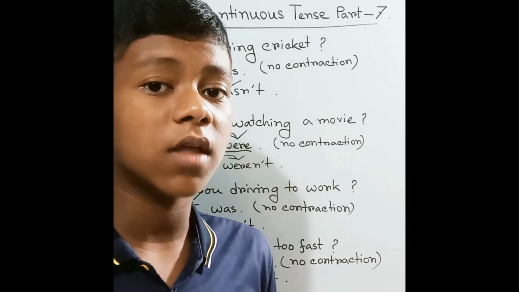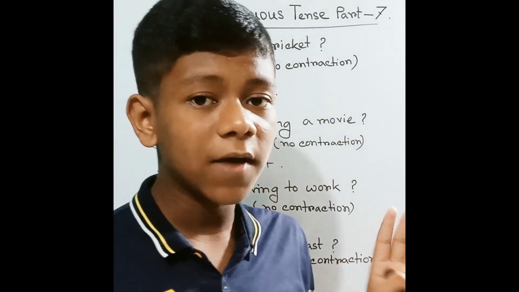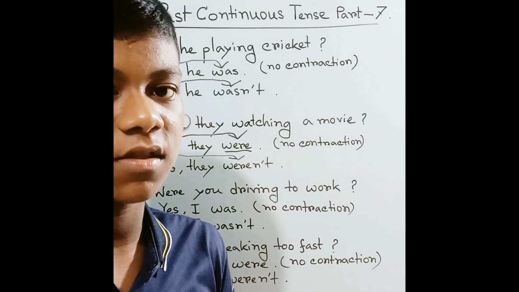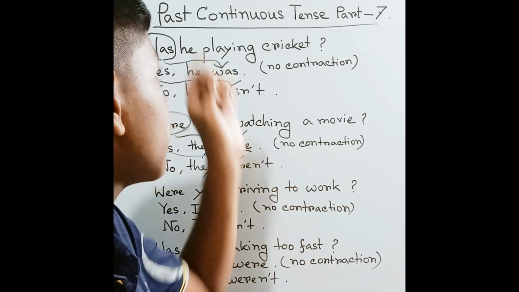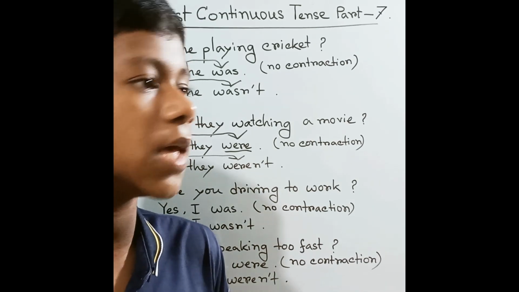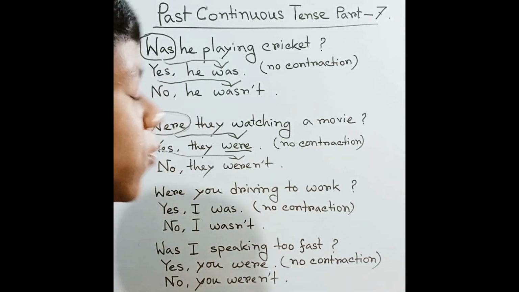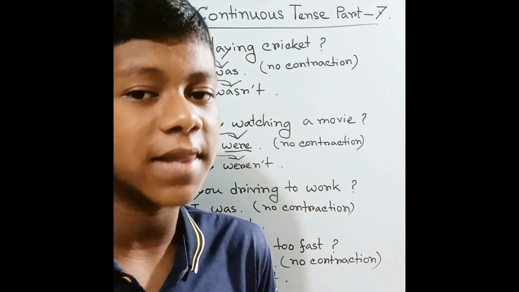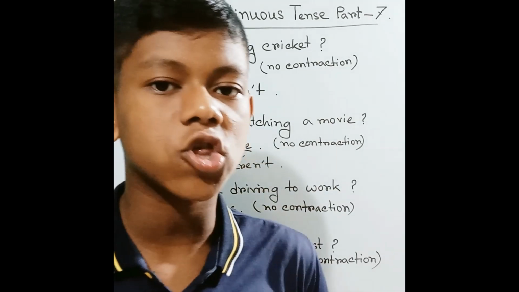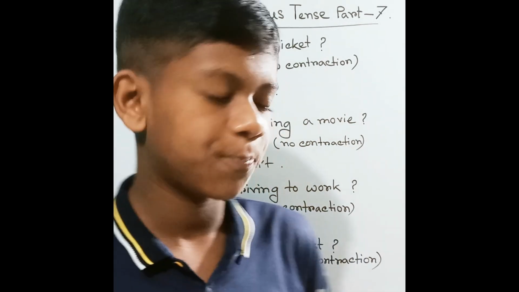So was or were depends on the subject, like he or they. By following the subject, you can answer these questions. Instead of he, we can use she, it, or a person's name. And for were, we can use you, we, and plural subjects. If you want to change the verb and the extension, no problem. I have just written this to make you understand.